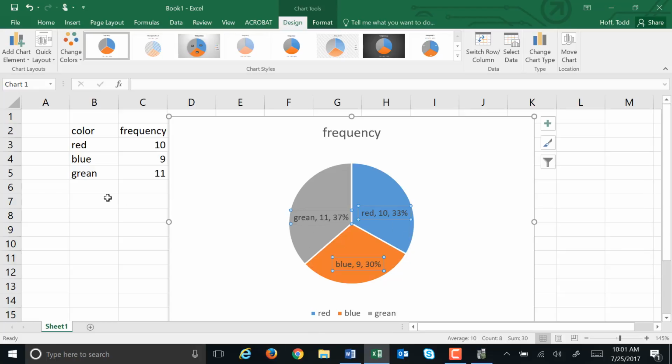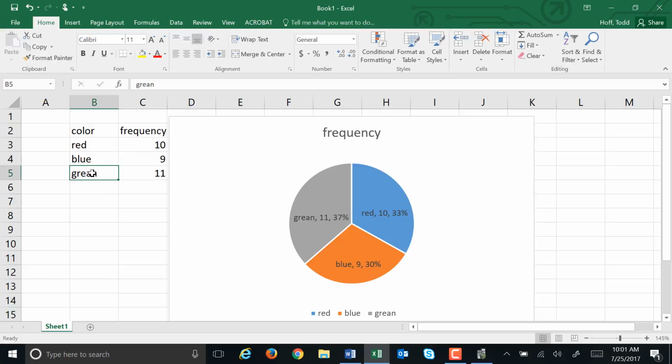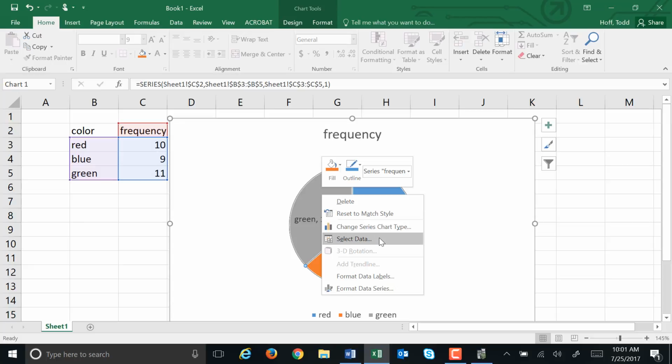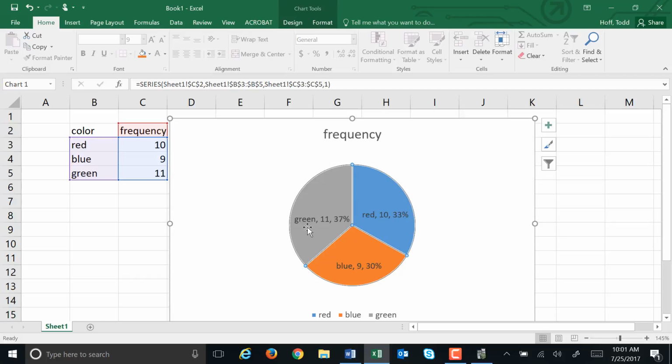Now I misspelled green there. That was unfortunate. There. You can also, I'm not going to take the time to do it, but you can also edit the colors and stuff like that here too. I'm not going to get into that, but yeah, you can edit everything you want on here and make it nice and pretty.